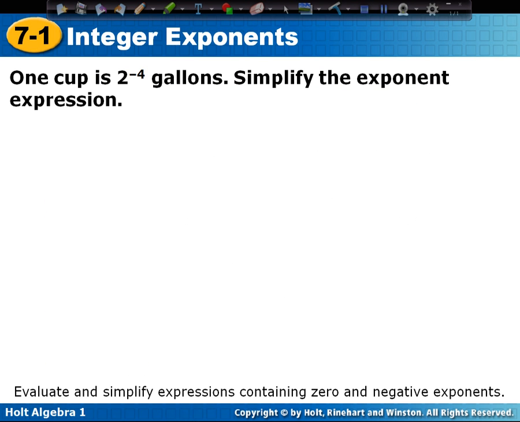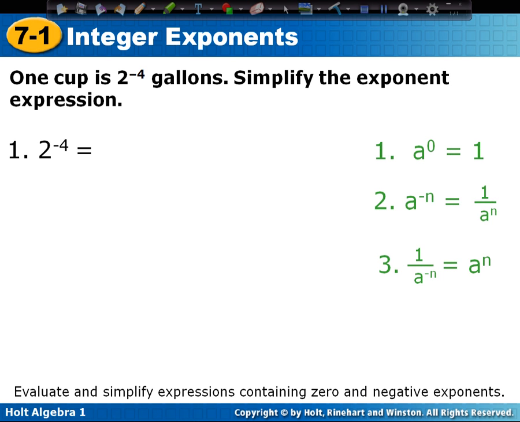It says 1 cup is equal to 2 to the negative 4th gallons. Simplify the exponent expression. So that's what we're going to write for number 1: 2 to the negative 4 power. And again, I've got the properties listed over here to the side in green. You do not have to write those on your paper. You already have them written in your worksheet.